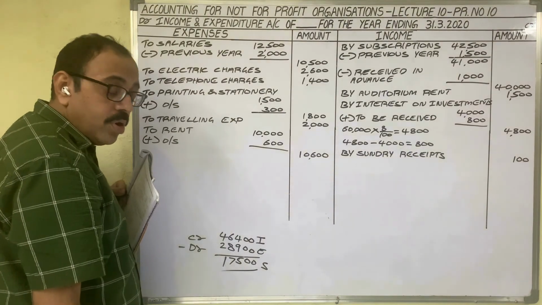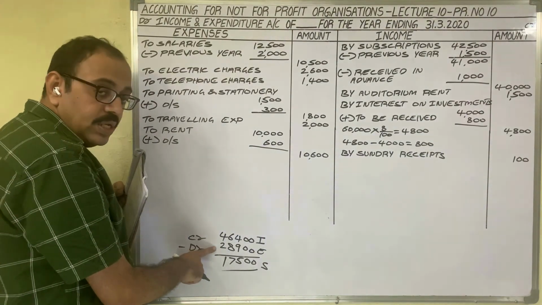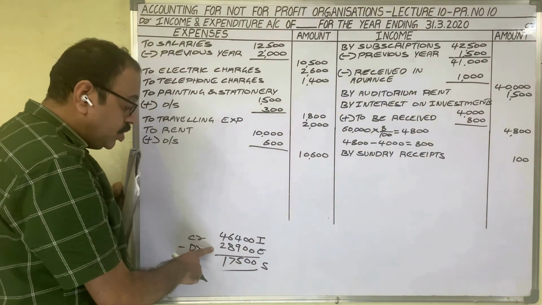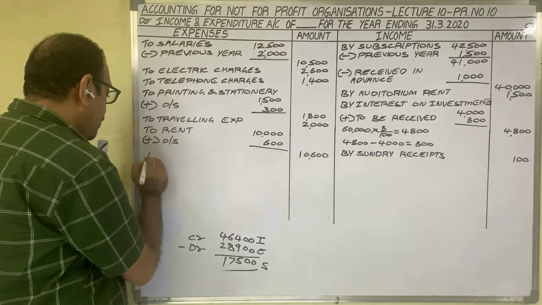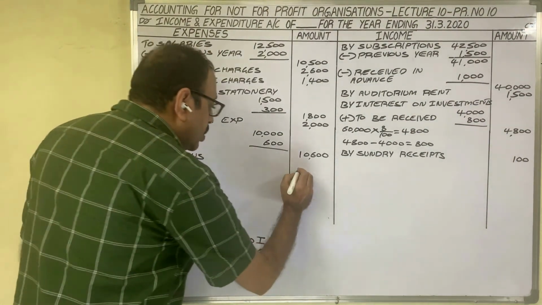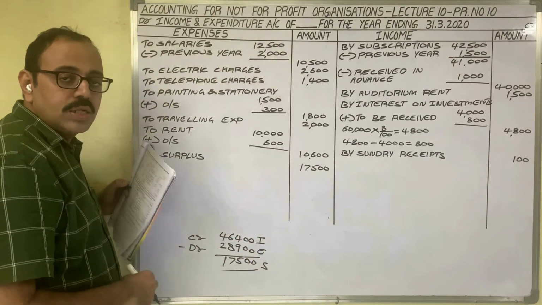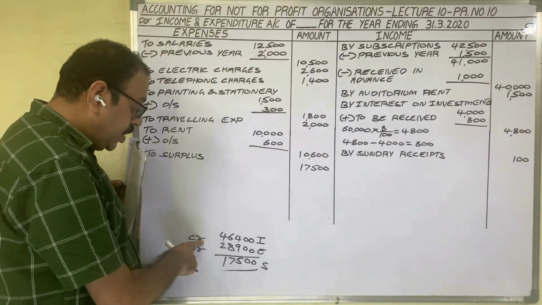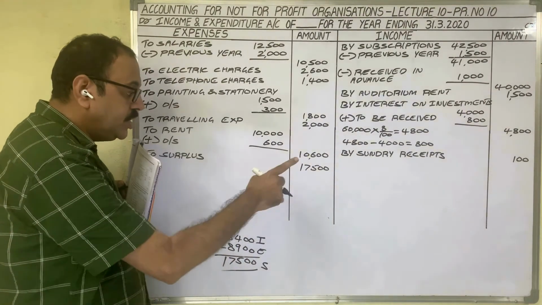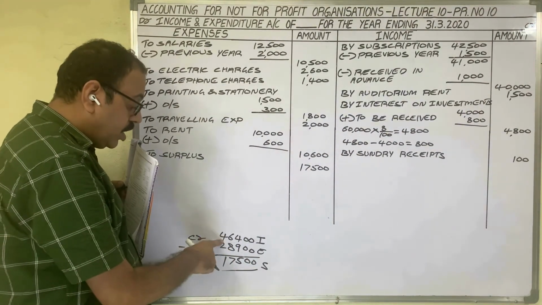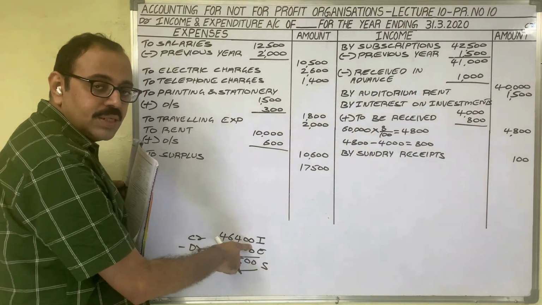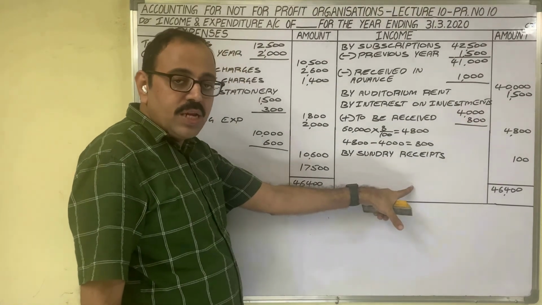Way to show that amount? Debit side total is less. Therefore, debit side we should show this. To surplus 17,500. Then two sides you have to put the totals. Which amount? Credit total is more. So two sides you have to write that amount. 46,400 rupees. Two sides we have to put the totals like this.